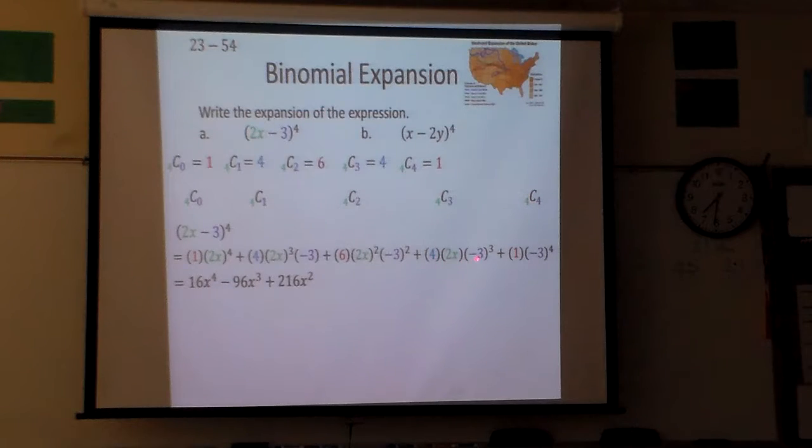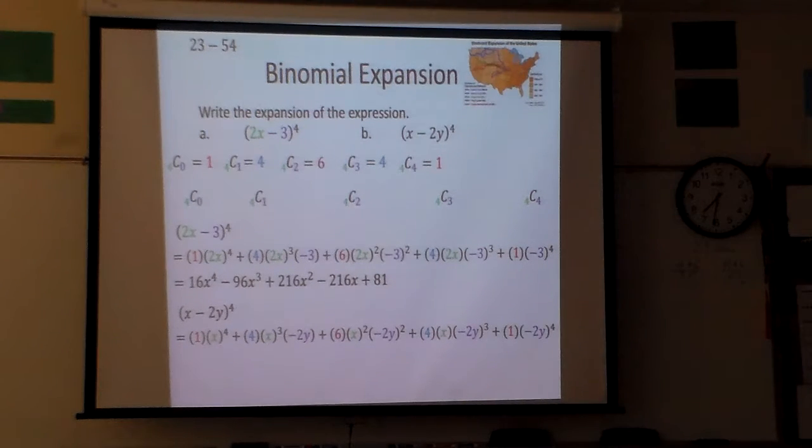Here I'm just going to have the 1, 2x, but notice the negative 3 is cubed, so it's negative 3 times negative 3 times negative 3, which is negative 27 times 2 times 4, negative 216. And then once here I have this negative 3 to the 4th power, so that's going to be a positive 81 times the plus 1 makes 81. So there is our particular answer.